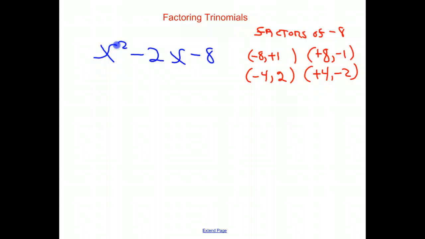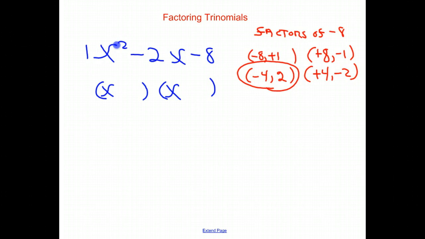Now we know that if we look right here, we'll see that negative 4 plus 2 is equal to negative 2, and those will be the ones that we will use. So let's write down our two factors. We know once again we're going to have an x times an x because we have a 1x squared. We know we're going to have a negative 4 and positive 2. And once again, the order did not matter. We could have written x plus 2 and x minus 4. And there's our answer.